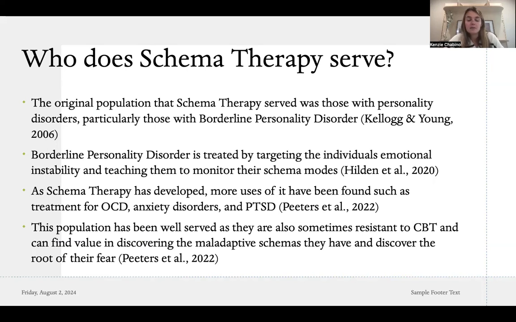And as schema therapy has grown, they found more uses for it, such as treatment of OCD, anxiety disorders, and PTSD, because those things can also be resistant to CBT if they're really deeply embedded. And there's a lot of value in figuring out the maladaptive schemas that could cause these behaviors, such as OCD, anxiety, PTSD. I've personally been treated with schema therapy for OCD and anxiety, so I really find it helpful, and it was really interesting learning the science behind them.